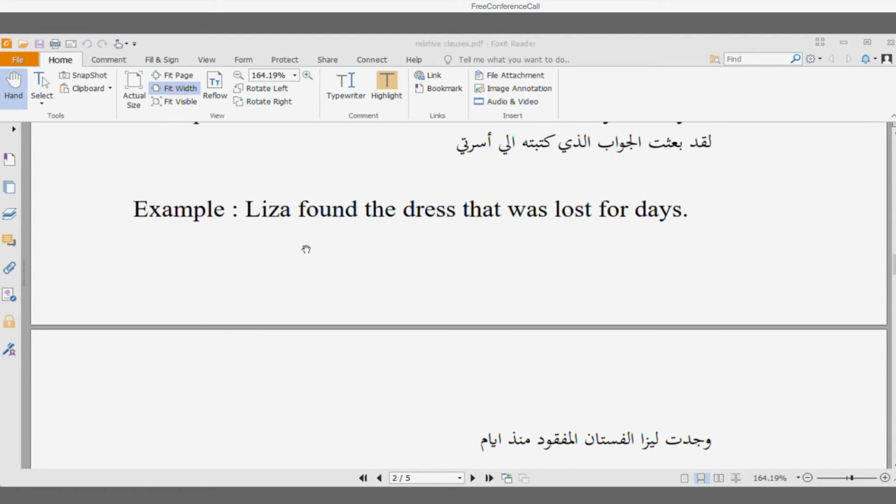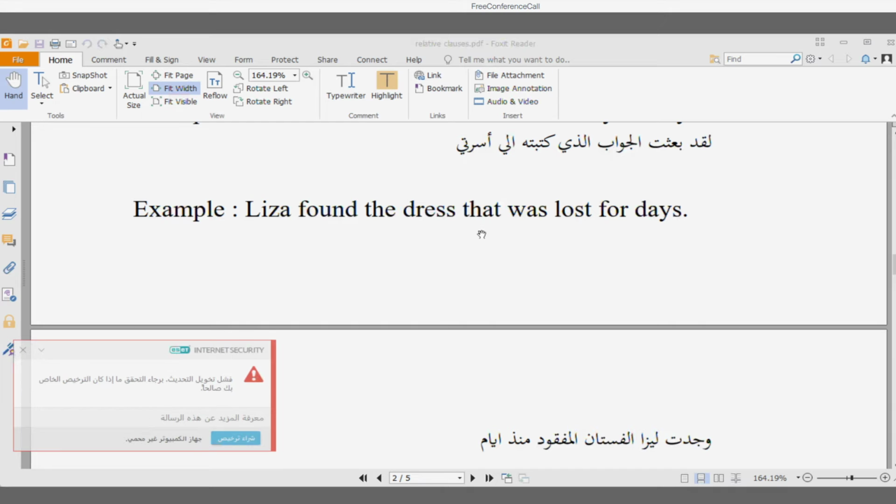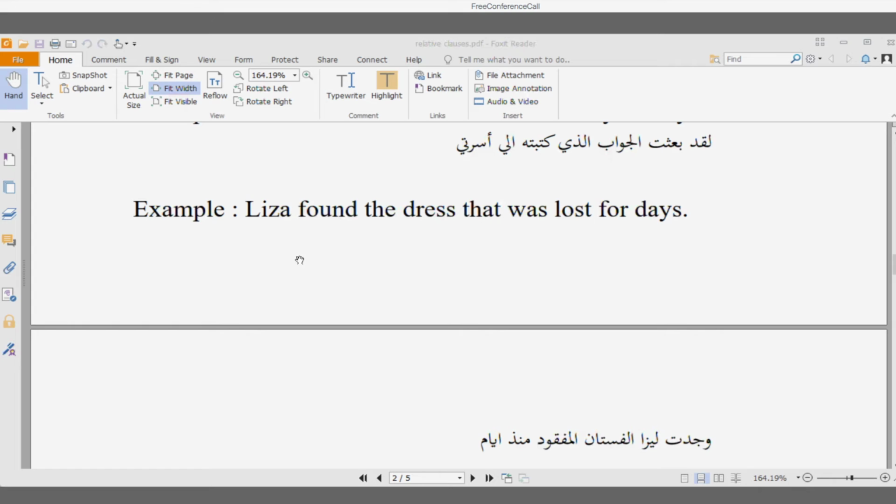Another example, Lisa found the dress that was lost for days. Lisa found the dress. Which dress? That was lost for days. Lisa وجدت الفستان that was lost الذي كان ضائعا لأيام. So that استخدمناها حتى نشير للفستان. نقدر نستخدم which أيضا نقدر نستخدم that.